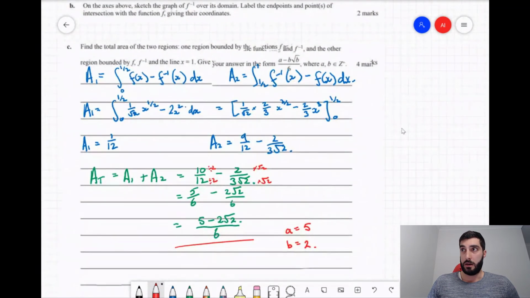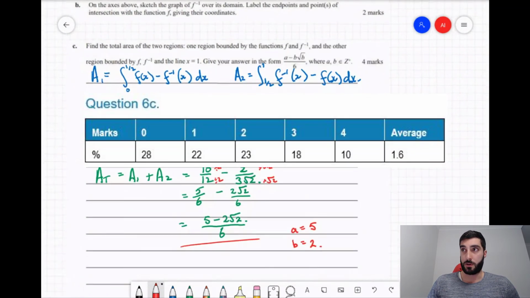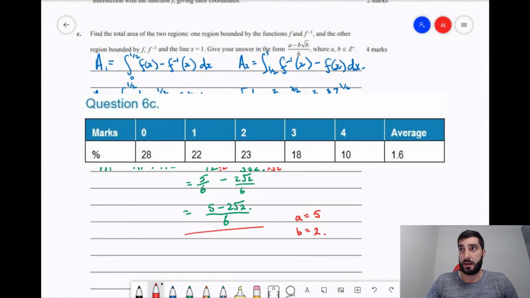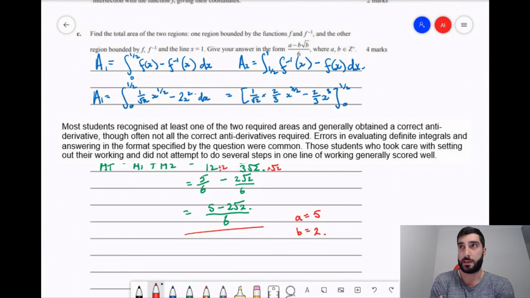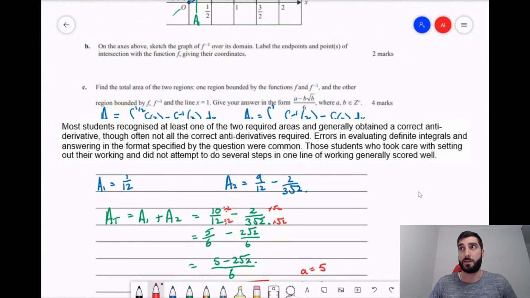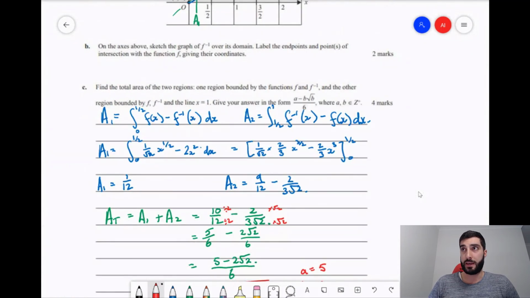Question C, so only 10% of students got the full 4 marks, 18% of students got 3, and more than half, large majority of students got 2 or less for this question. So most students recognise at least one of the 2 required areas and generally attains a correct antiderivative, though often not all the correct antiderivatives required. So they would sometimes get 1 but not the other, is what it sounds like. Also makes note of the errors in evaluating definite integrals and answering in the format specified.